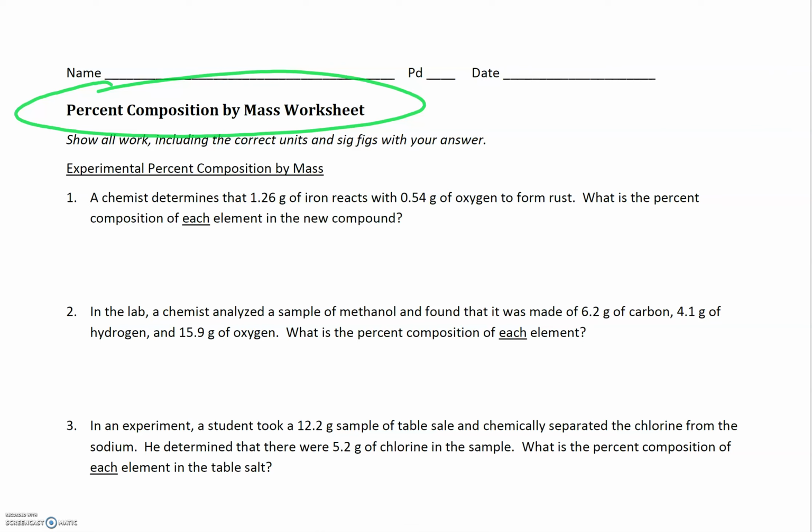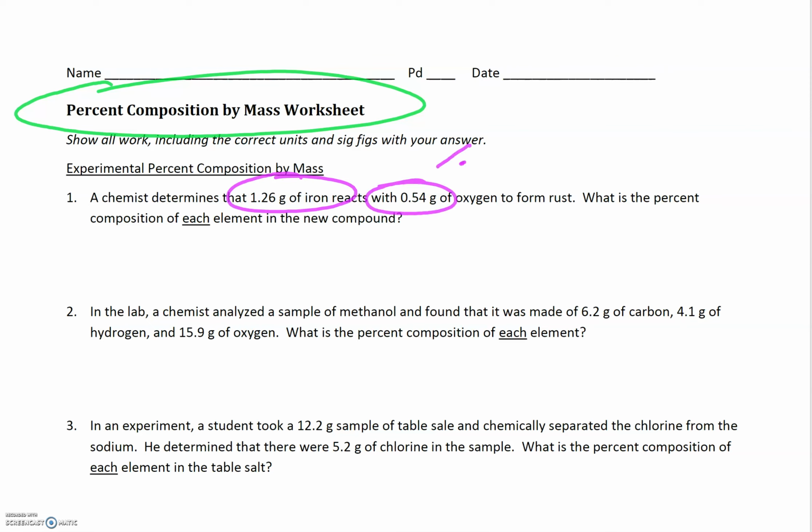So first thing, we need to get a total. The way you get the total is you just add up whatever they give you. In this situation, they gave us 1.26 grams of iron and 0.54 grams of oxygen. They could have had 3 masses. The chemical could have more elements in it, or even 4 masses. It doesn't matter. You take each of them and add them up.